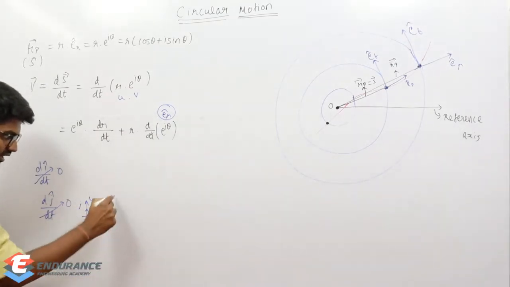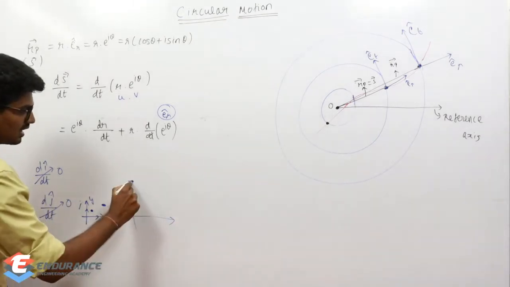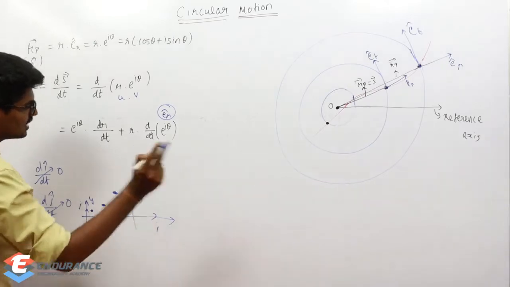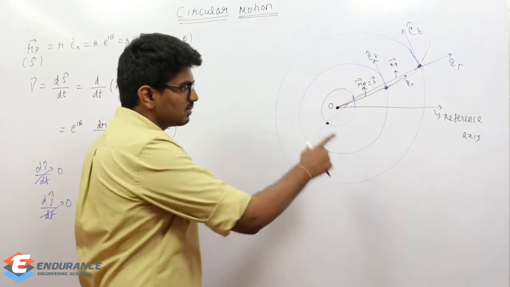When the particle is here, the unit vector was here only. So unit vectors will always remain as i and j only, irrespective of the motion of the particle. Okay, what about if the particle was here?